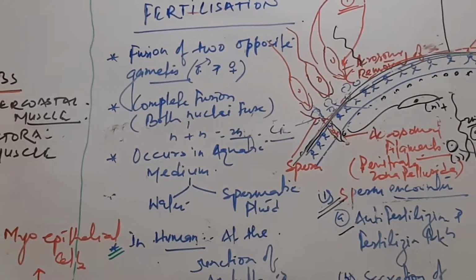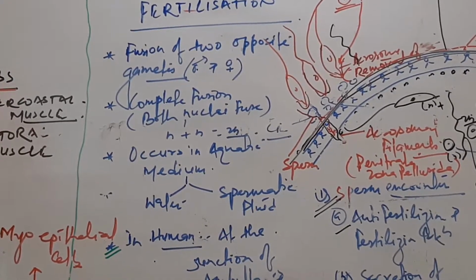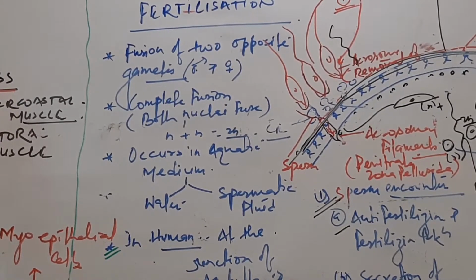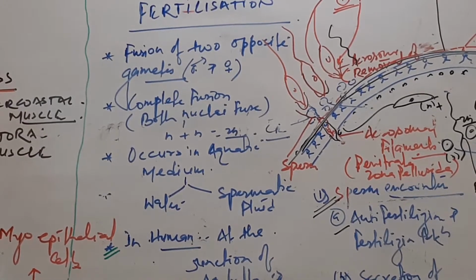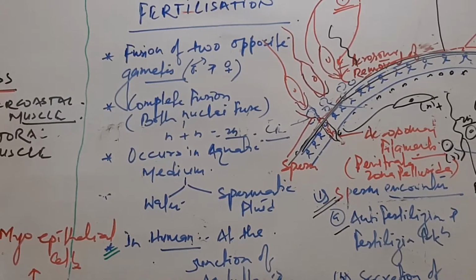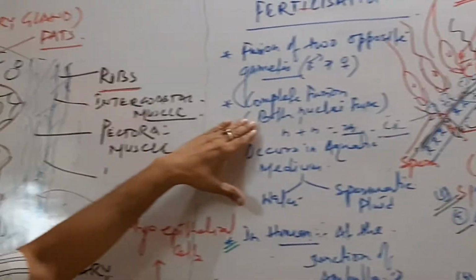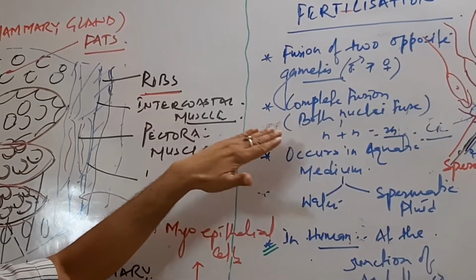You know very well, in the previous chapter we already discussed gametogenesis. Gametogenesis is the formation of the gametes, male gametes and female gametes. Male gamete is called spermatozoa, female gamete is ova, egg. Formation of male gamete is called spermatogenesis, and of female gamete is called oogenesis. So after formation, the gametes fuse, and this process is called fertilization.